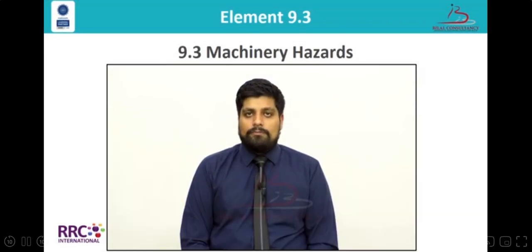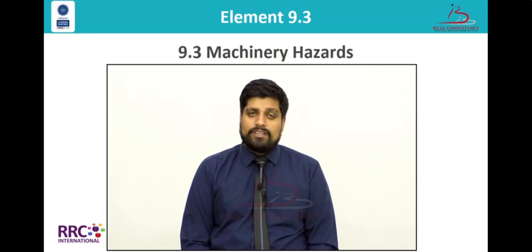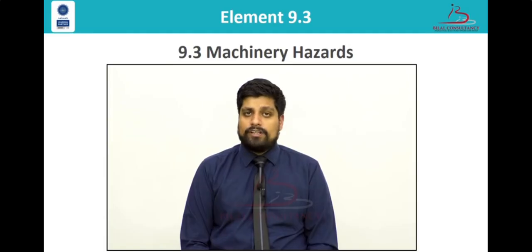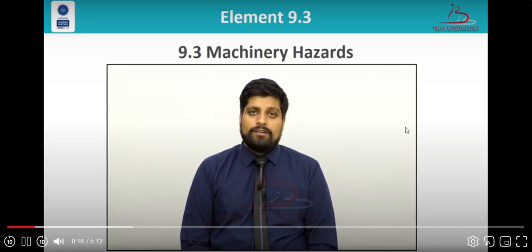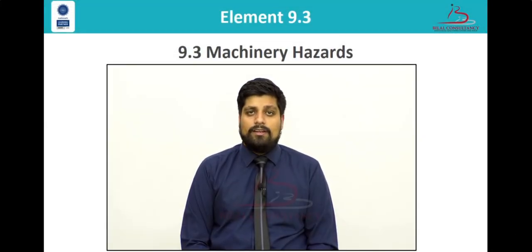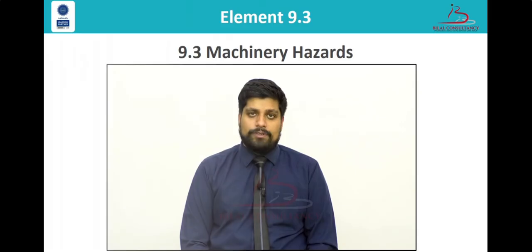9.3 Non-mechanical and mechanical hazards. In this element, we will be discussing the mechanical and non-mechanical hazards that can arise from any type of machinery at our workplaces and how we can apply the approach of hierarchy of control to reduce and eliminate the hazards and risk related to the non-mechanical and mechanical hazards at the workplaces.